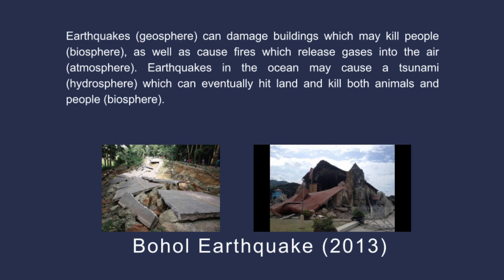Earthquakes can damage buildings which may kill people in the biosphere. It can also cause fires which release gases into the atmosphere. Moreover, the destroyed buildings can be a source of noise pollution and dust pollution that affects everything in the atmosphere and can also be a problem to the people living in the area. Earthquakes can also induce and may cause a tsunami if it happens in the hydrosphere, specifically in our seas and oceans, that can eventually hit land and kill both animals and people.